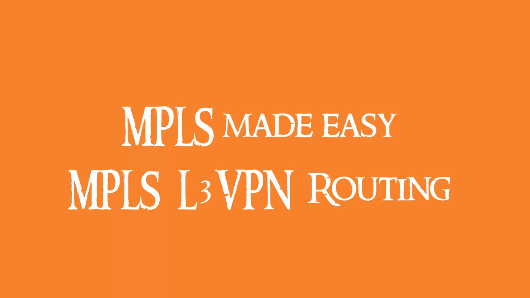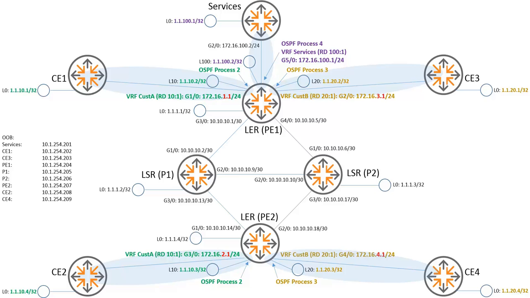I will also show you how to set up a common services VPN instance that is shared with the customer VPN instances. In other words, I want to be able to access a common service VPN instance, but customer VPNs should still not be able to communicate with each other. The diagram will hopefully clear up everything.